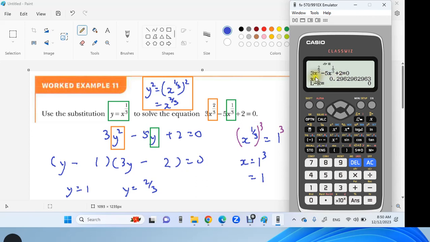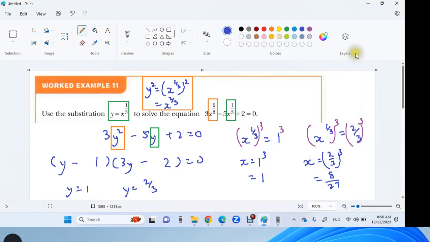Yes, 8 over 27, they change to the decimal point. The left hand side minus right hand side is this. So the 8 over 27 is actually 0.296. Okay, so just now what we have here is the 0.296. Oh, I can't find back the equation anymore.